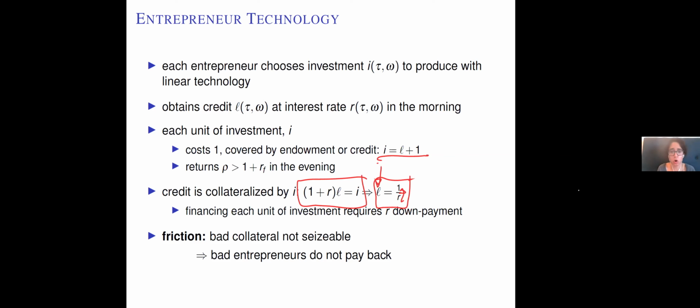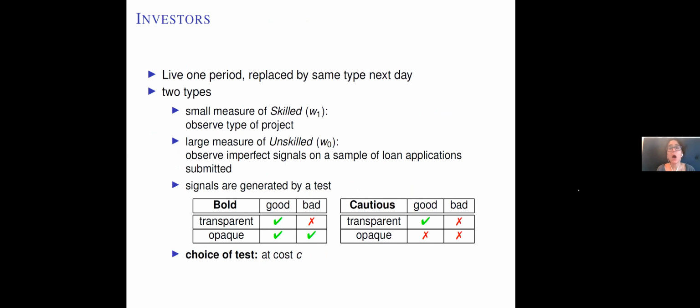So that means bad entrepreneurs do not pay back. That's very simple. That means it's important to know who is a bad entrepreneur, which then will lead us to the second friction, which is information asymmetry. Now let's talk about the investors, and through them the information asymmetry.